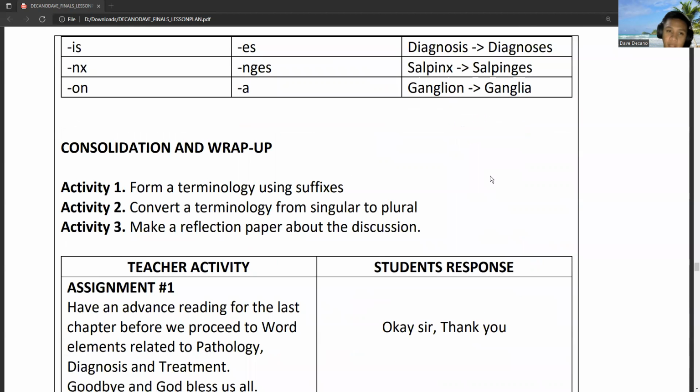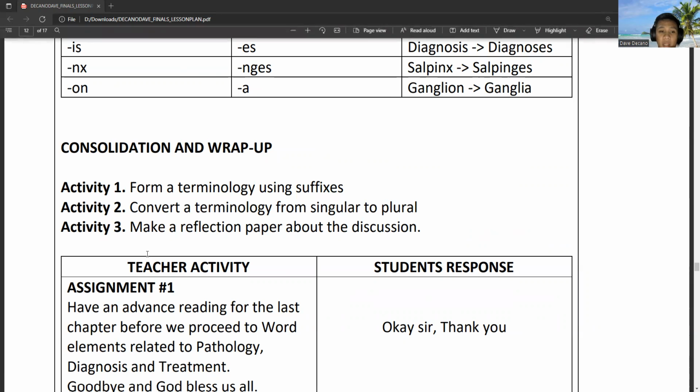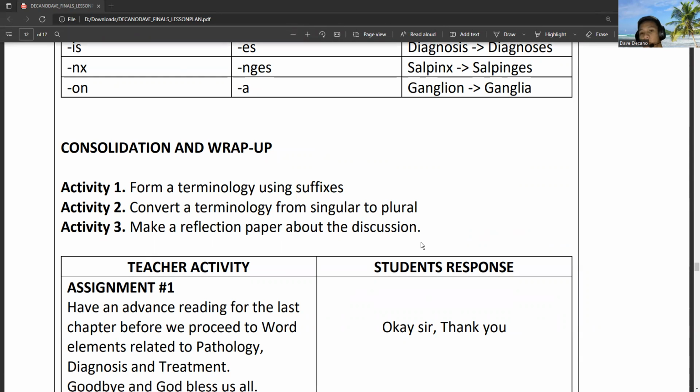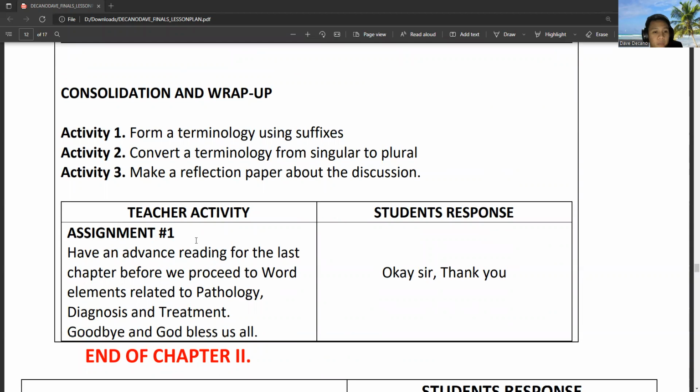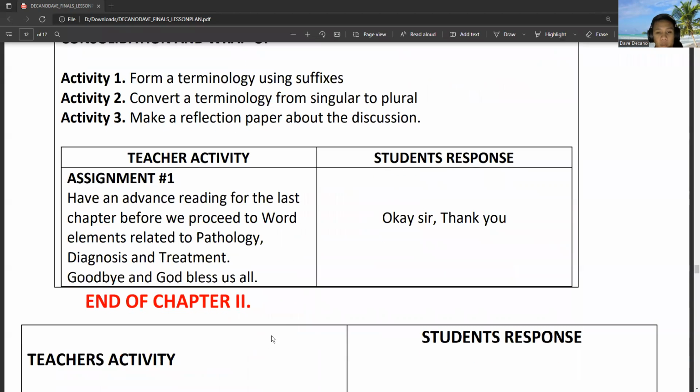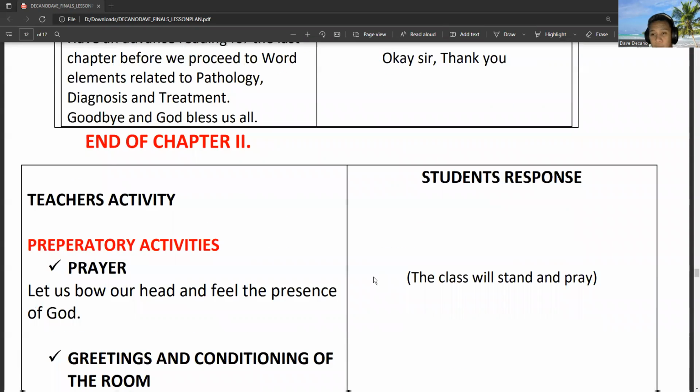So in consolidation and wrap up, they will form a terminology using suffixes and convert terminology from singular to plural. And last is to make a reflection about the discussion. Here I give them an assignment wherein they must do an advanced reading for the last chapter before we proceed toward elements related to pathology, diagnosis, and treatment, and saying goodbye to them. So that would be the end of chapter 2.